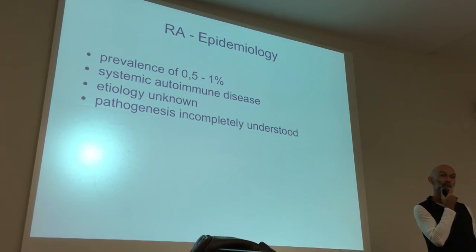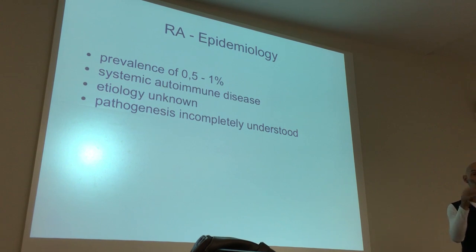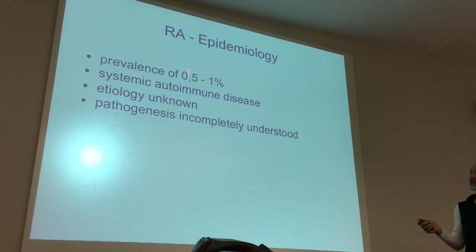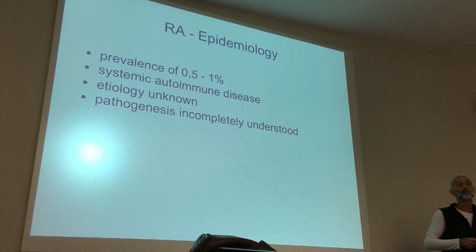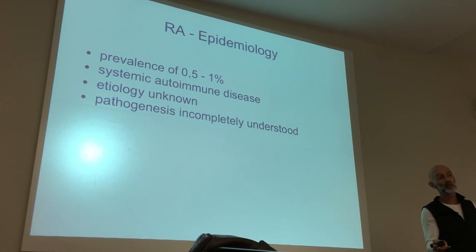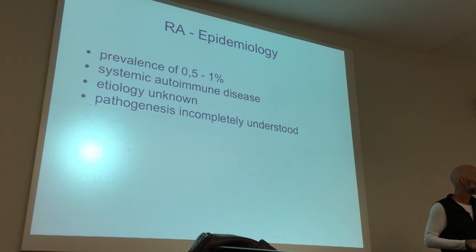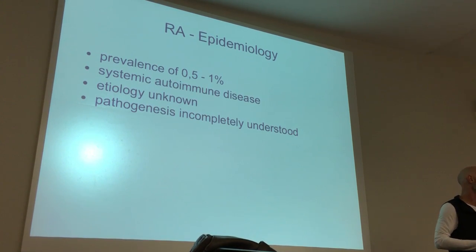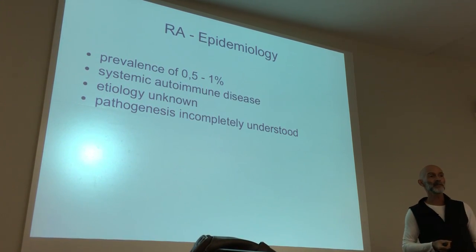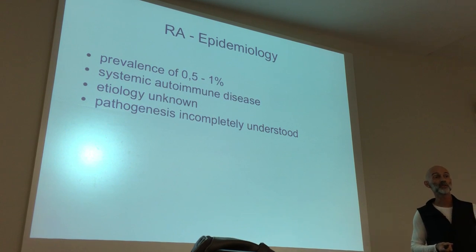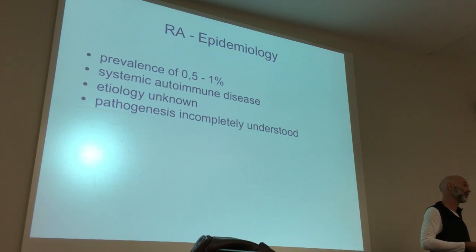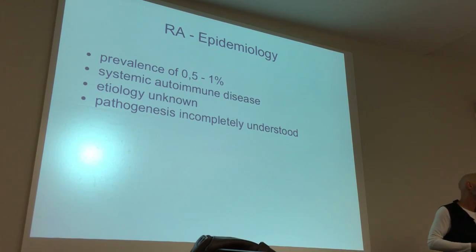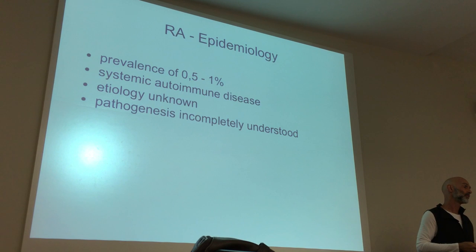Now the prevalence, or the frequency of the disease, lies within the range of autoimmune diseases. 0.5 to 1% of the population suffers from chronic polyarthritis or rheumatoid arthritis. This is the same disease, just two different names. It's not only a disease that affects the joints, as we will see, it's a systemic autoimmune disease. The etiology is partly known, partly unknown, and the pathogenesis is incompletely understood.